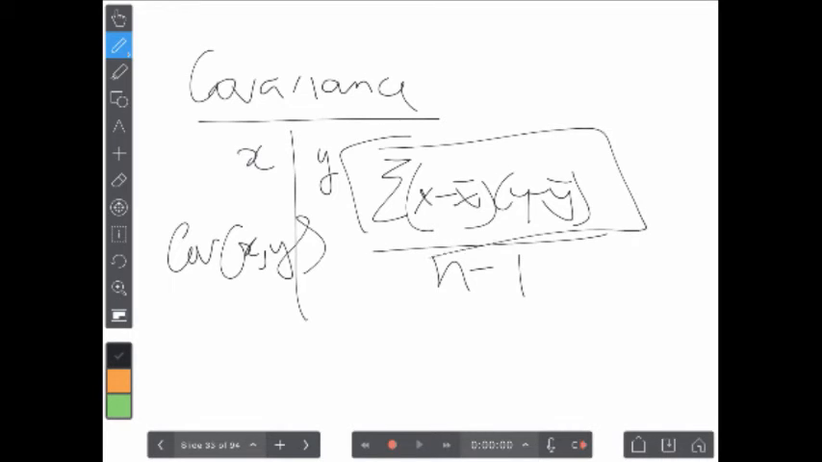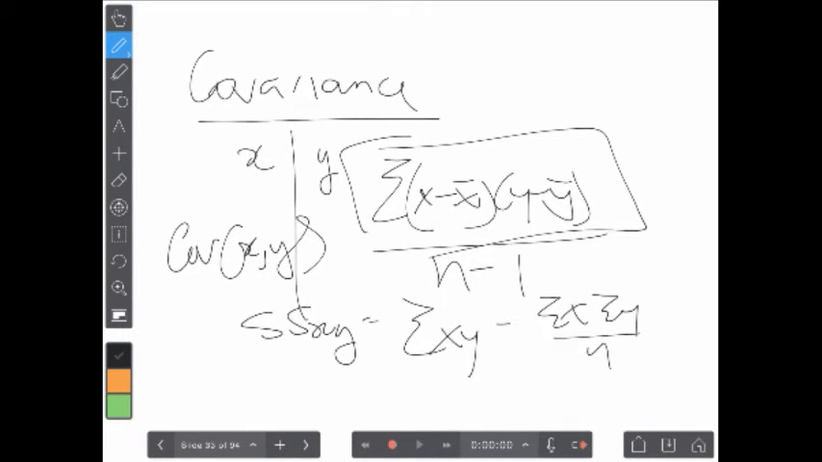But then let me just give you the shortcut version of that. So we could replace this numerator by SSXY, which looks like this: sum of x times y, minus the sum of x times the sum of y over n. So that's the shortcut version of that. Anytime you have a problem, you have the x's, you have the y's, all you need to do is create a third column with your x times y, and then you'll be okay with that.